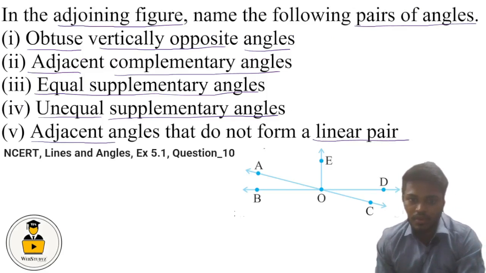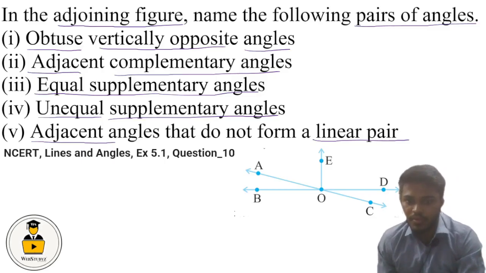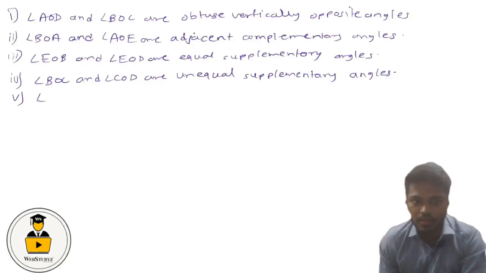And the fifth question says adjacent angles that do not form a linear pair. That means we want nearby angles, a pair of angles, that do not form a linear pair. Linear pair means it forms a straight line. So the one pair will be BOA and AOE. So we can say that angle BOA and angle AOE.